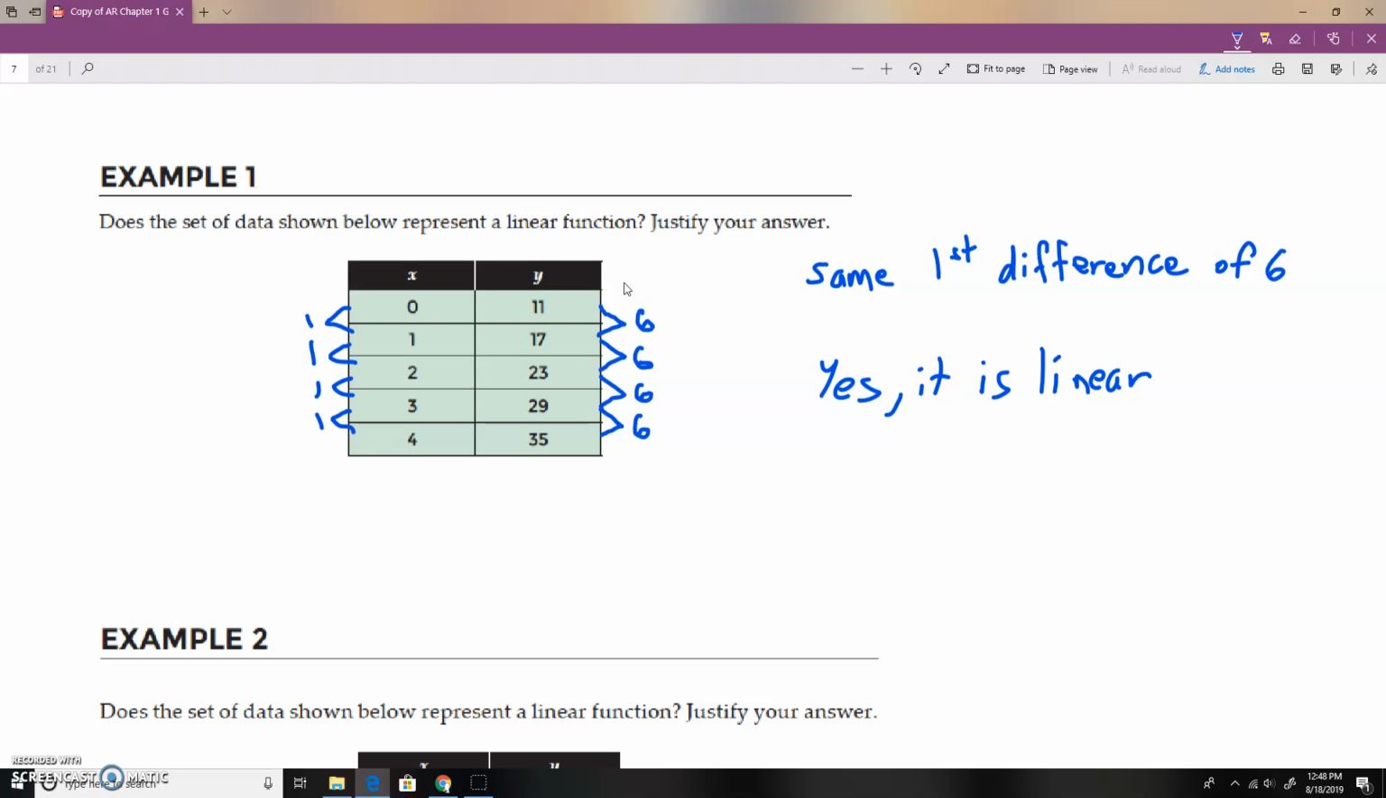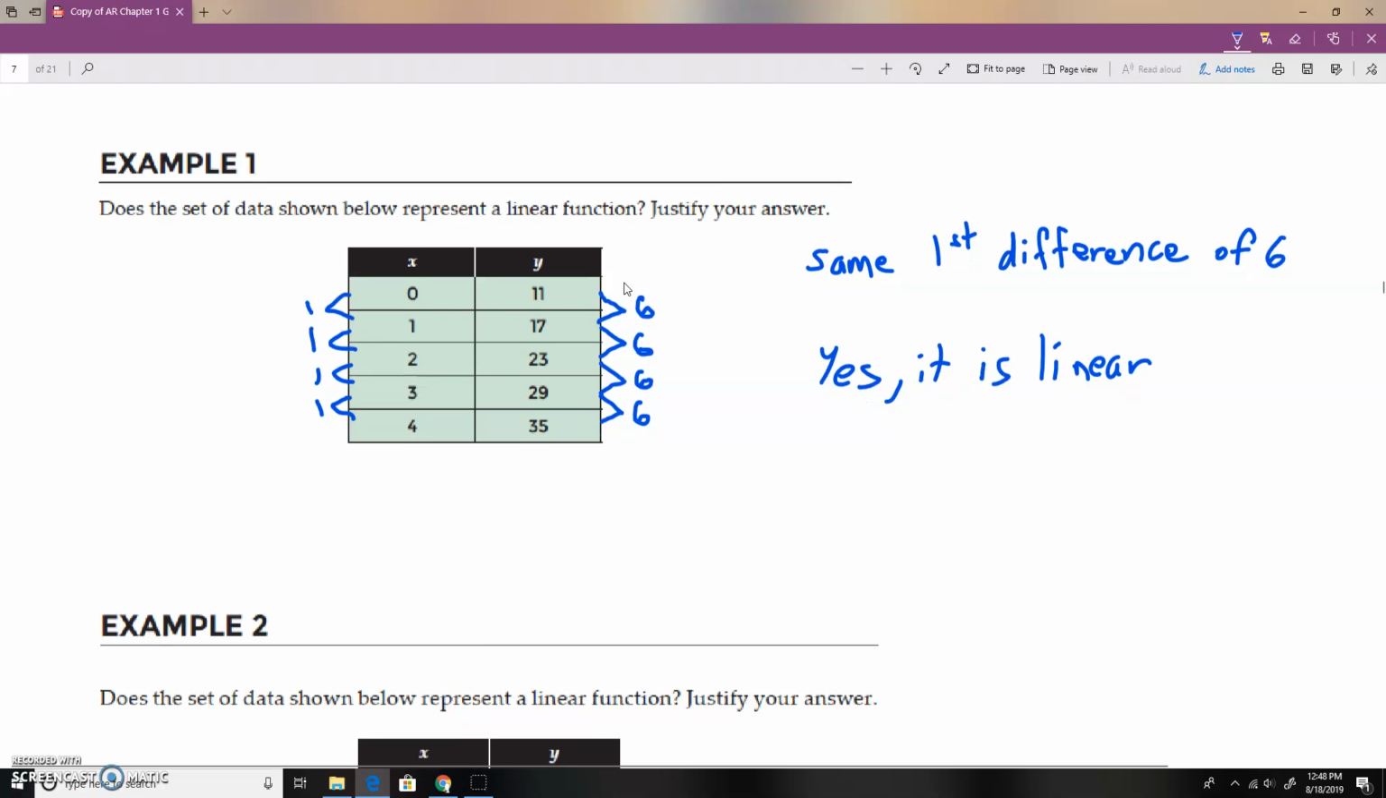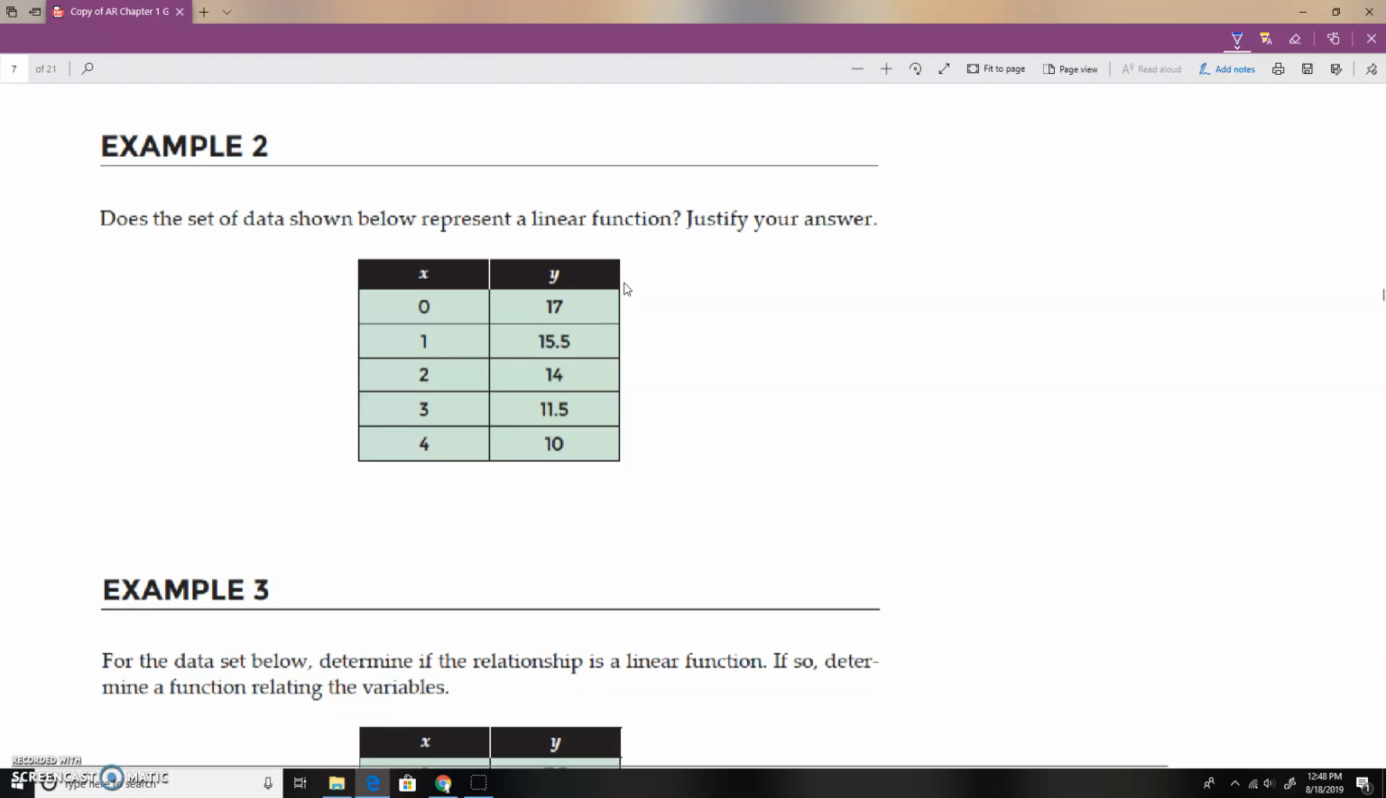All right? Let's look at another example. Let's look at our second, example 2 here. All right, so again, does it represent a linear function? Well, our change in the x each time is still just 1. And if we subtract and see our change here, now we're going the opposite direction. We're going down by 1.5. So we're subtracting 1.5 each time.